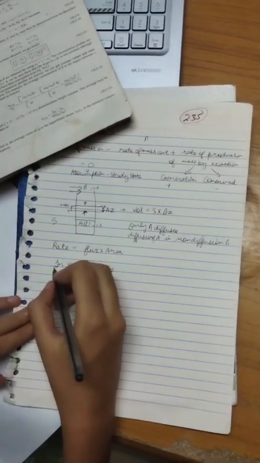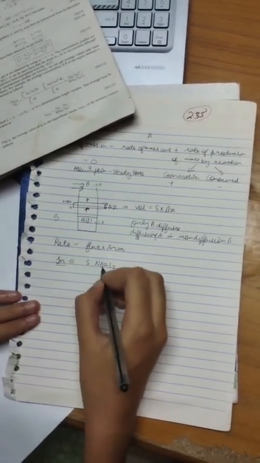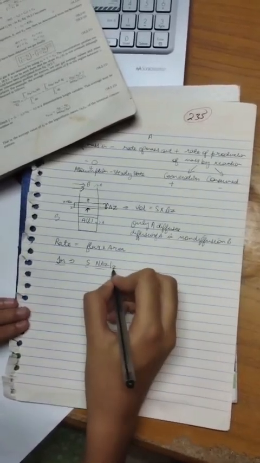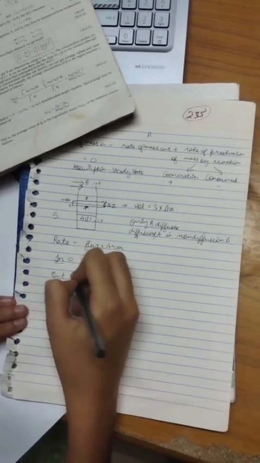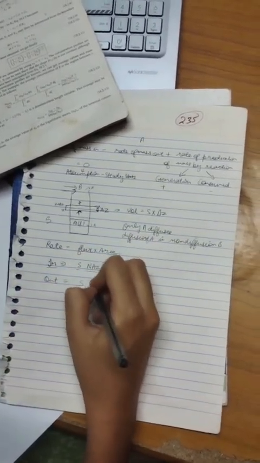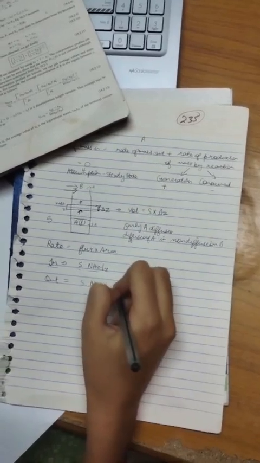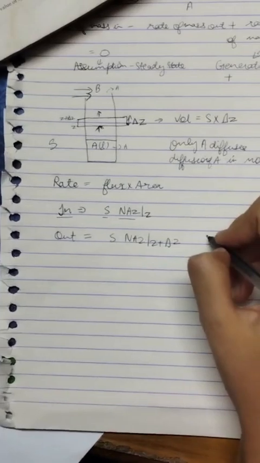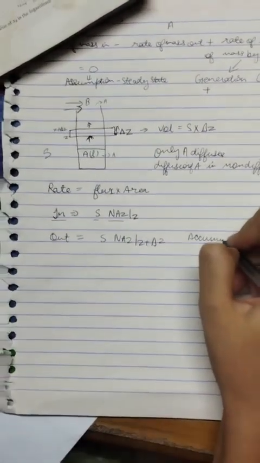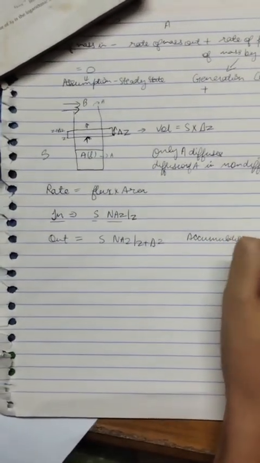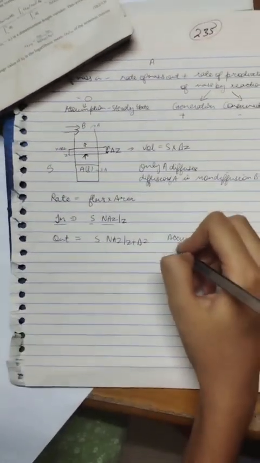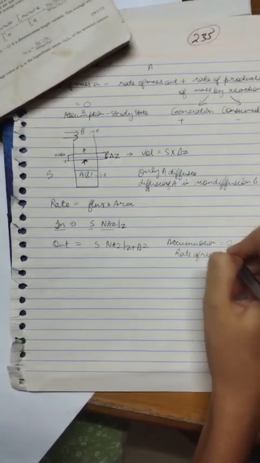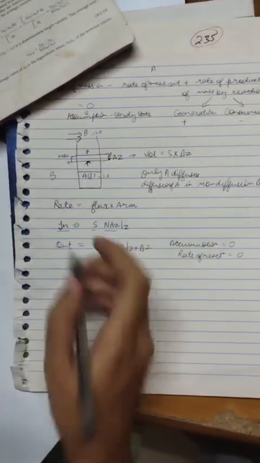Now we know that in would be area into flux. So area is our S and flux is NAz at position Z. Now output would be S into NAz at position Z plus delta Z. And we have also assumed that our accumulation is 0. And since no reaction is taking place here, we will also take that the rate of production through reaction is also 0. So how do we solve questions like this?